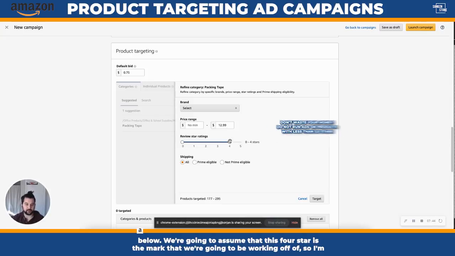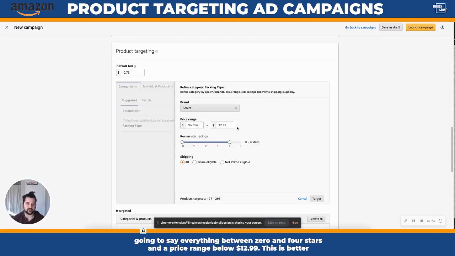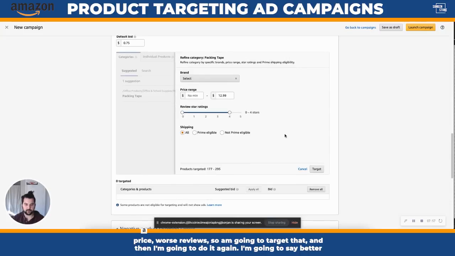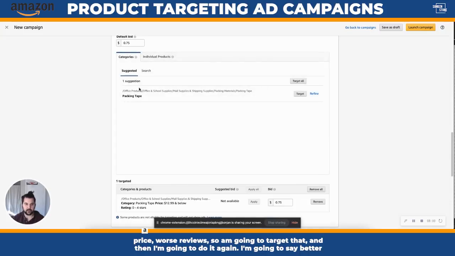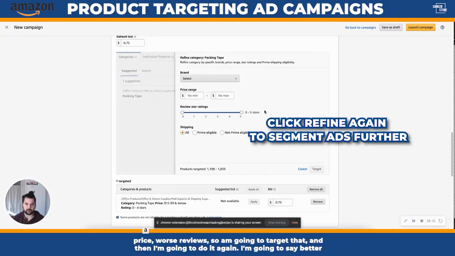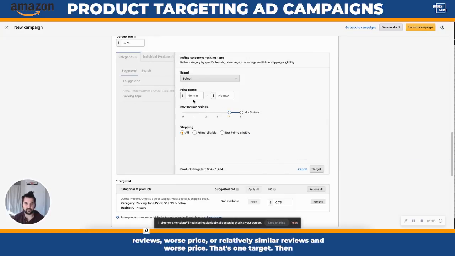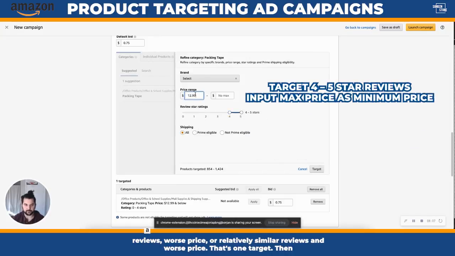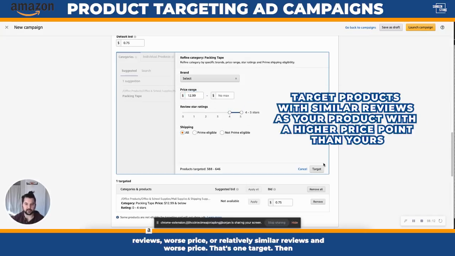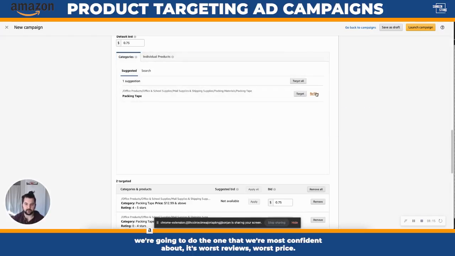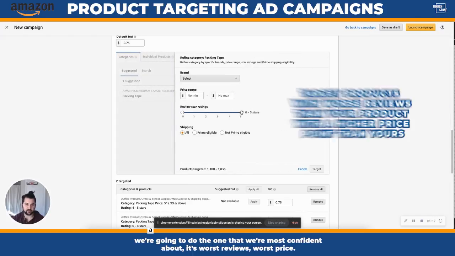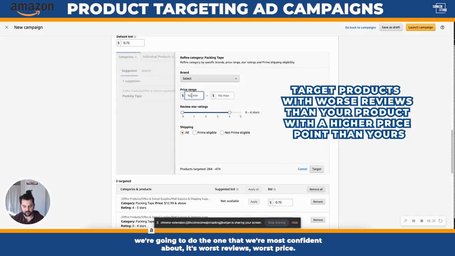So we're going to assume that 4 stars is the mark we're working off of. I'm going to say everything between 0 and 4 stars and a price range below $12.99. So this is better price, worse reviews. I'm going to target that. And then I'm going to do it again. So I'm going to say better reviews, worse price, or relatively similar reviews and worse price. So that's one target. And then we're going to do the one that we're most confident about. It's worse reviews, worse price.